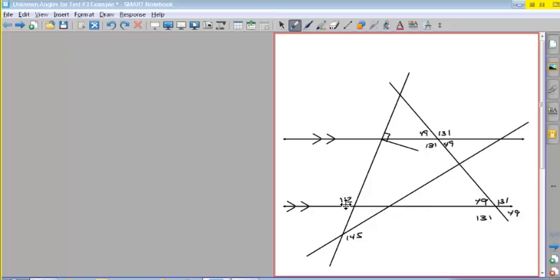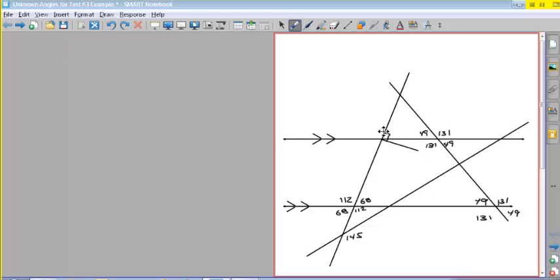Here's another 2 parallel lines and a transversal. So first we can fill this out, because we know that these 2 angles are vertical angles because they're formed by 2 lines that are crossing. So this one's going to be 112, and these 2 here are supplements of 112. So we take 180 minus 112, and that would leave 68 here and 68 there.